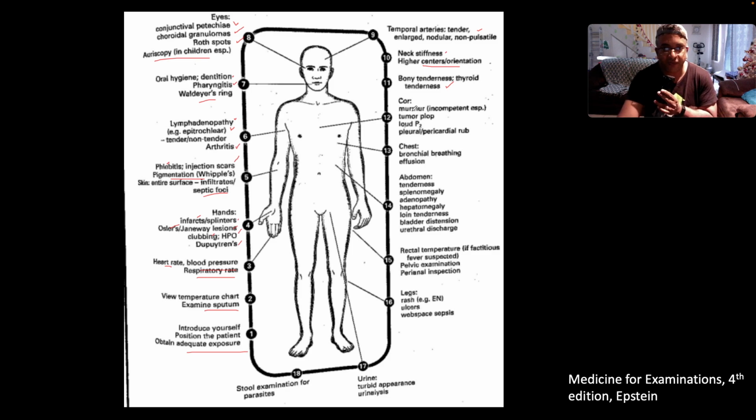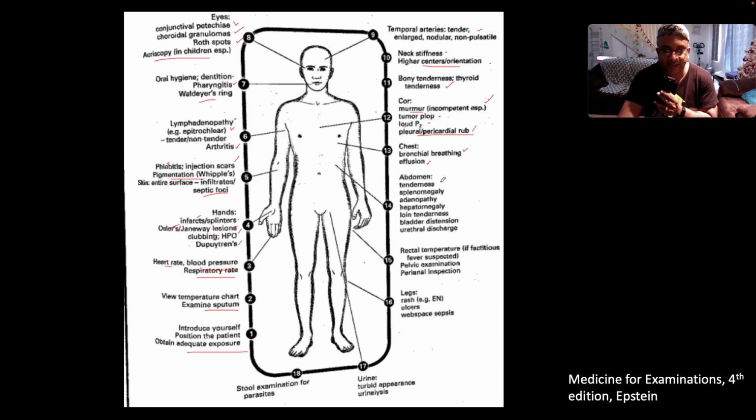In terms of the heart, you want to ascertain whether the patient has a murmur, especially in the setting of incompetence, right? So aortic and mitral incompetence. Is there a tumor plop, right? Usually in the setting of atrial myxoma, which is the differential for mitral stenosis, right? Is there a loud pulmonary component of the second heart sound? Is there a pleural or pericardial rub, implying some degree of serositis, which can happen in infection, can happen in malignancy, can happen in autoimmune conditions. Chest, pick up if there's any bronchial breathing, if there's any effusion, if there's any dullness to percussion, implying some kind of consolidation or an infective process.